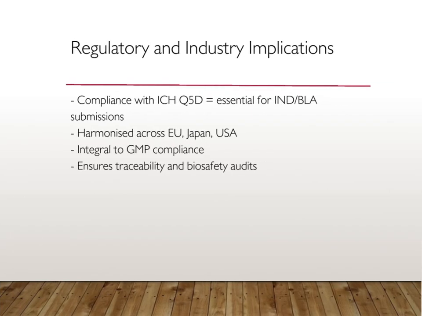Compliance with ICH Q5D is not optional. It's the foundation of regulatory review in biologics manufacturing. Your company's ability to demonstrate control of its cell substrates is directly tied to your approval timeline. Moreover, this guideline underpins GMP inspections. Auditors often trace back production issues to weaknesses in cell banking or documentation. Strong adherence builds confidence and reduces global regulatory friction.